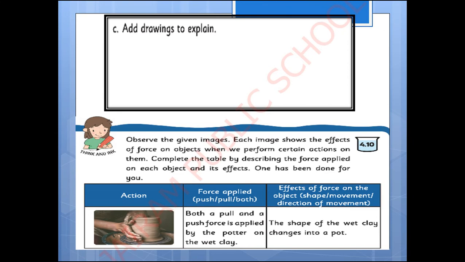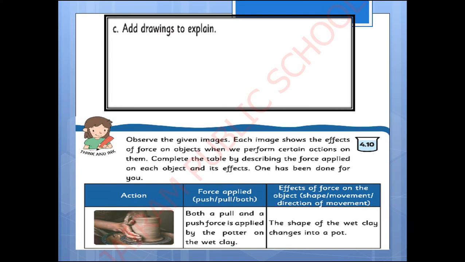Now we have the 4.10 assessment activity. Think and ink. Now you need to observe the given images. Each image shows the effect of force on an object when we perform certain actions on them. Now we need to complete the table by describing the force applied on each object and its effects. Now let us discuss one by one.